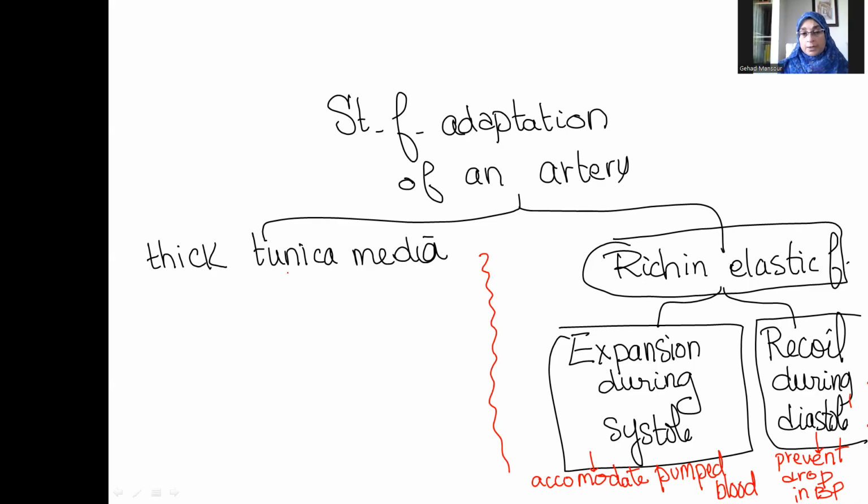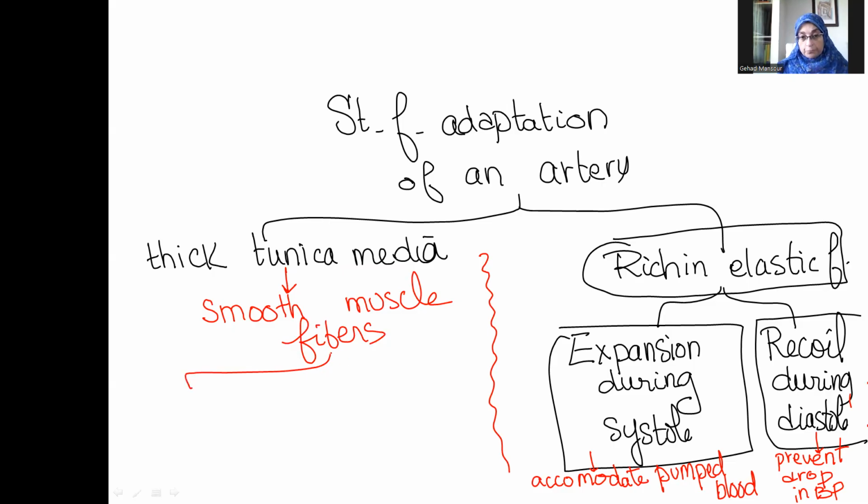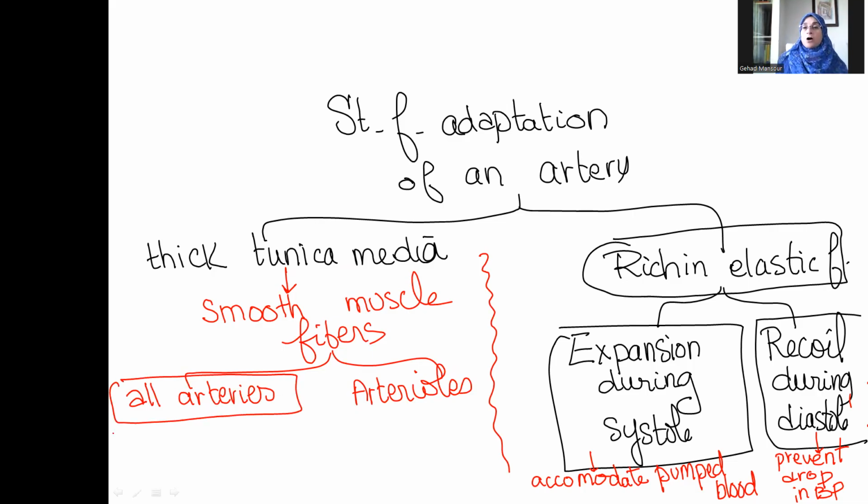Now we come to the tunica media. The tunica media is made mainly of smooth muscle fibers. And the smooth muscle fibers are important for two reasons. One reason applies to all arteries, and another reason applies mainly to arterioles, because arterioles are very rich in smooth muscle fibers, and because arterioles are the blood vessels that lie just before the capillaries.